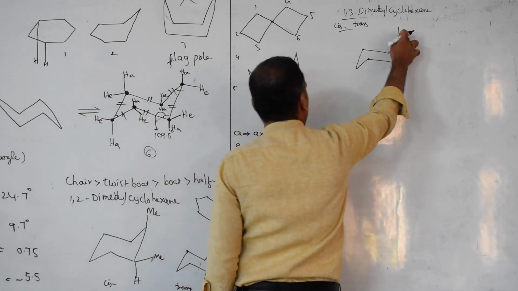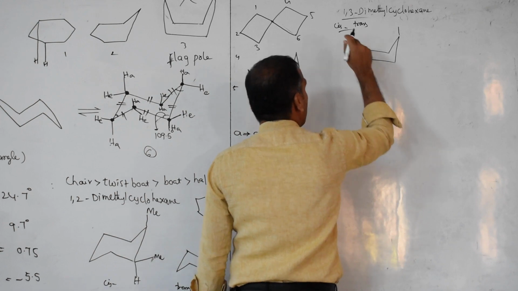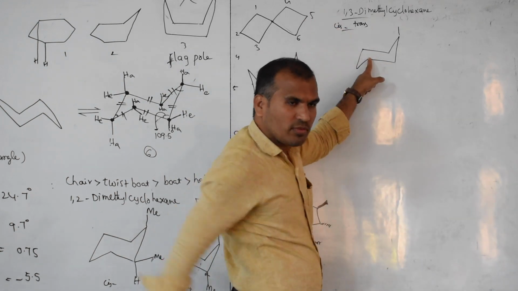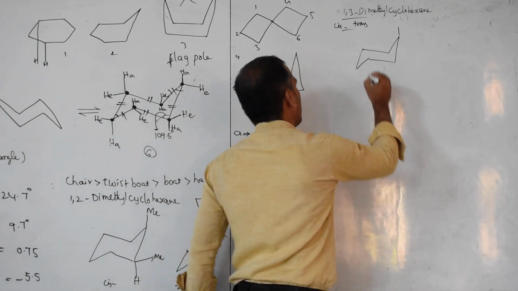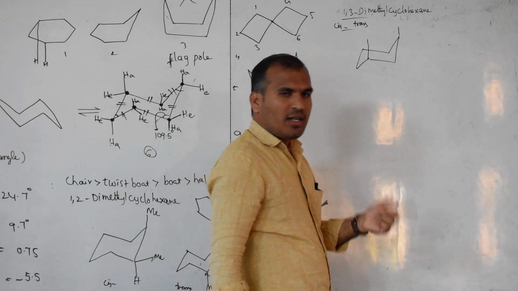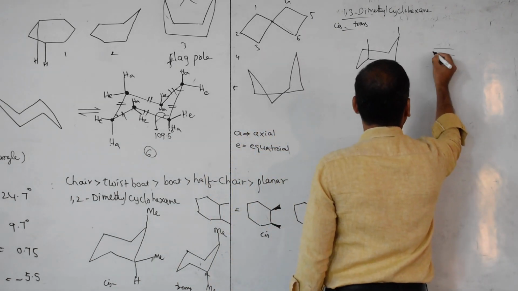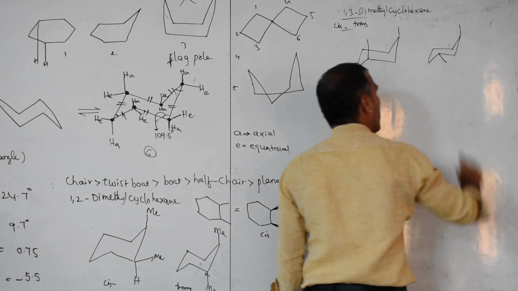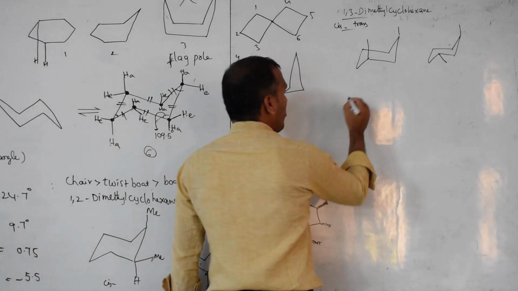So for example, 1, 2, 3. Then cis form, I want to draw the methyl group up or down? Up. Then you understand now. So this is cis form. What about trans form? Down. Very good. This is up, which means this will be down. Otherwise it may be like this also.